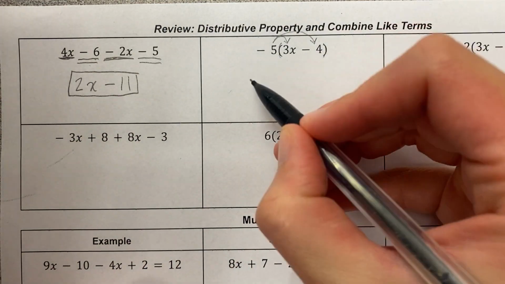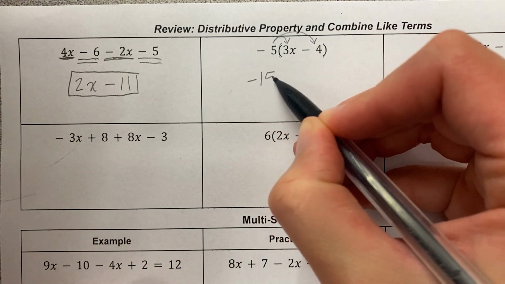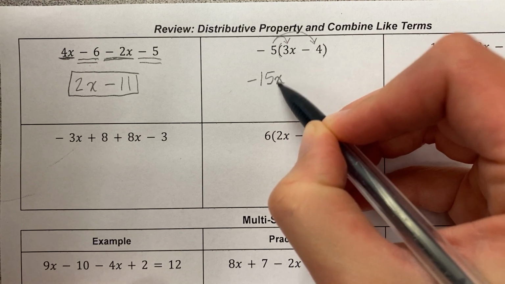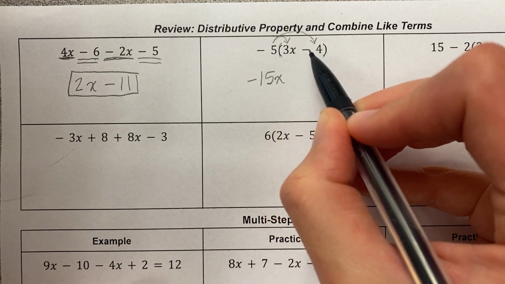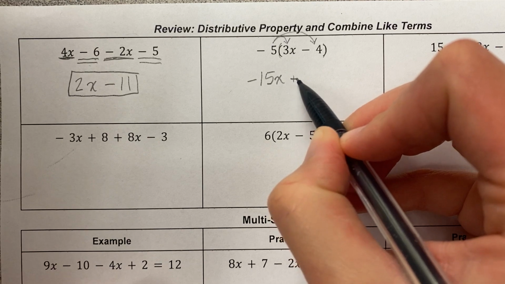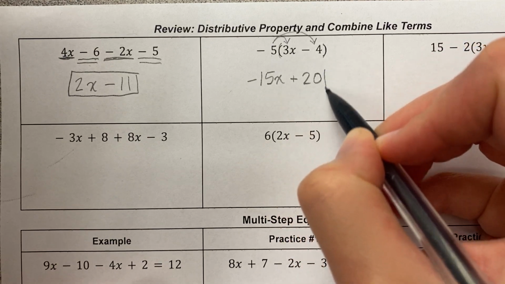Okay, negative times positive is negative. 5 times 3 is 15. And because it's 3x, it's negative 15x. Now here, negative times negative is positive. 5 times 4 is 20.